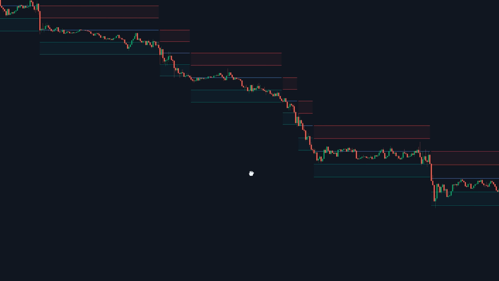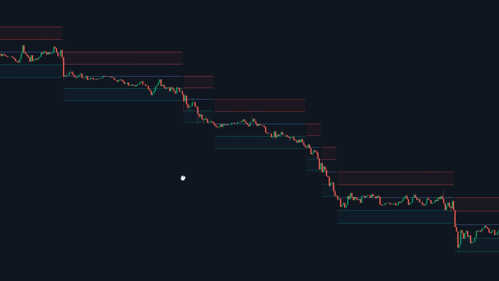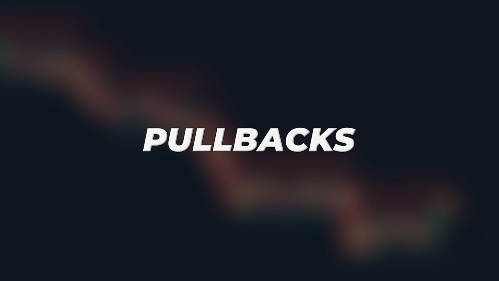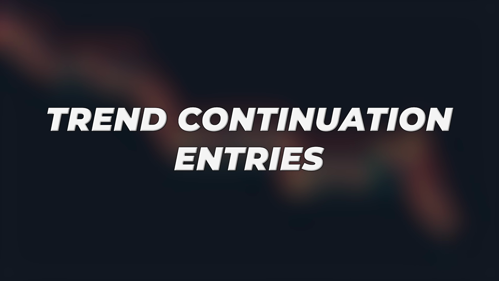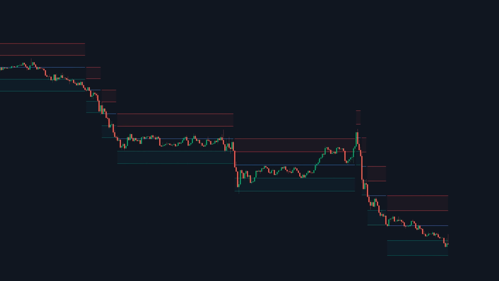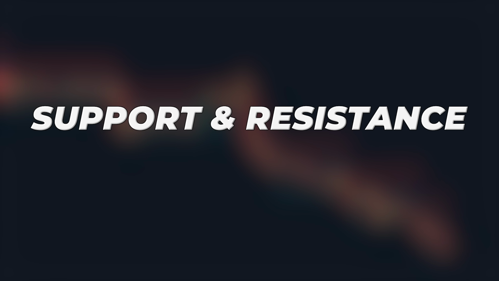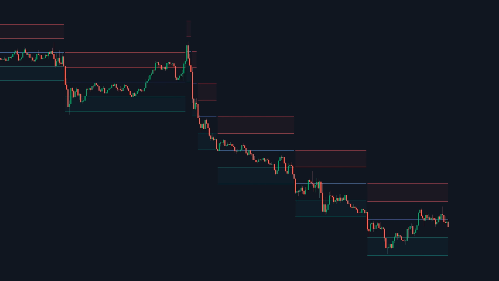Now, using this indicator to trade can be broken down into two strategies. Number one, we can use it to identify pullbacks for trend continuation entries. And number two, we can also use it to identify breakout entries above and below the support and resistance levels. Let's begin with the first strategy.